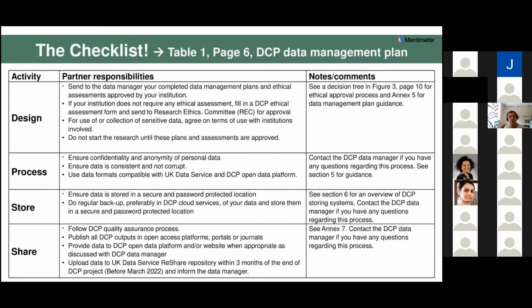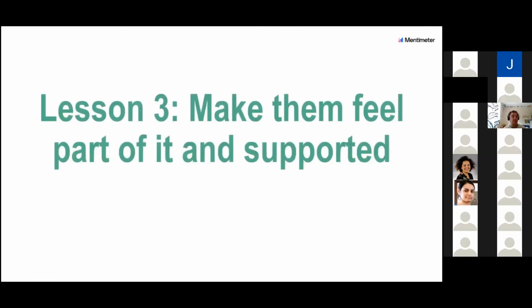And then I'm not going to read this table, but we also created a checklist. What are your responsibilities on each of these processes? So they can have one table where they know what they need to do, and with notes and comments. So these are things to make it clear. And lesson 3 is all about engaging with them, as we've been discussing, and understanding what their issues are, because there's lots of issues.